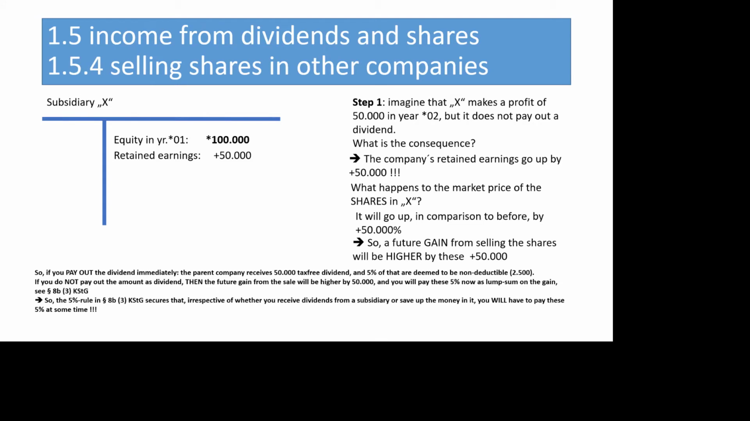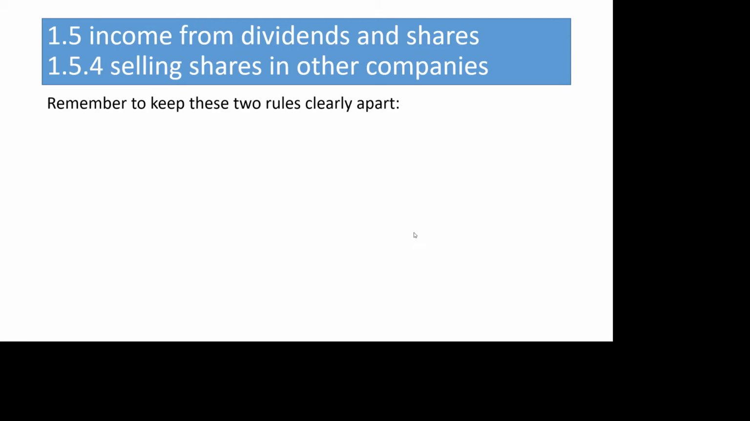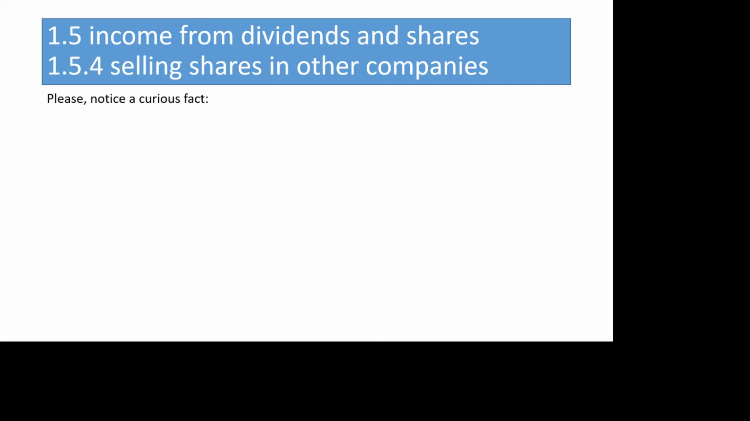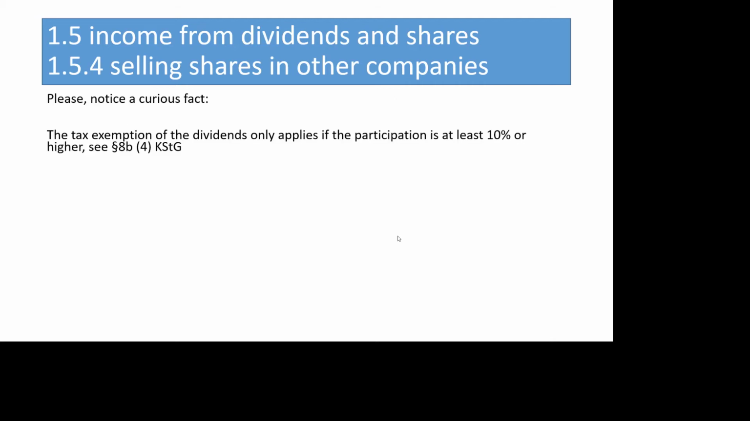Okay. By the way, when it comes to citing the references, keep these two 5% rules apart, please. The current dividend 5% rule is 8b5, so 5% are usually in paragraph 5. Only in cases where you sell the shares, then the 5% lump sum rule can be found in 8b3, near the 8b2 rule for selling shares.